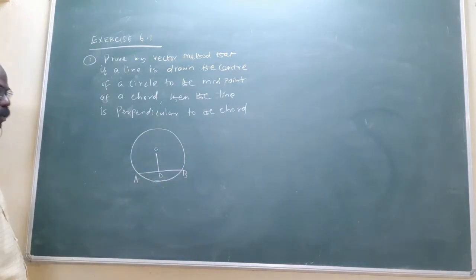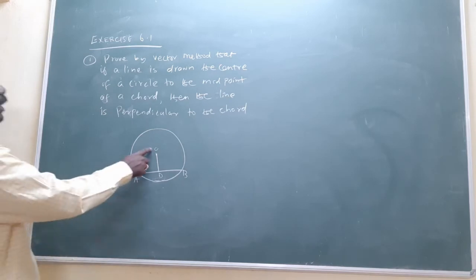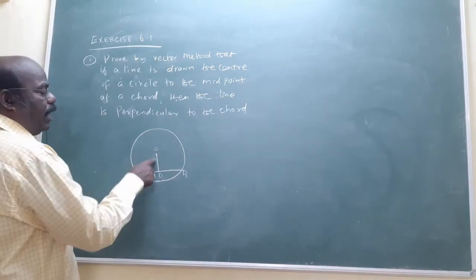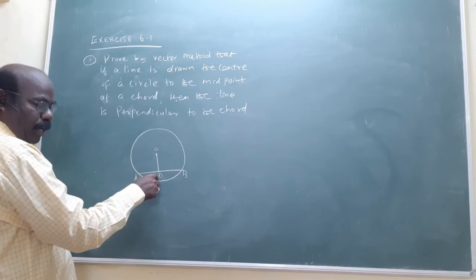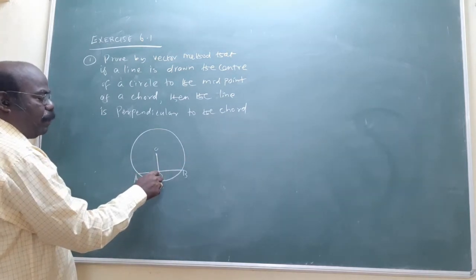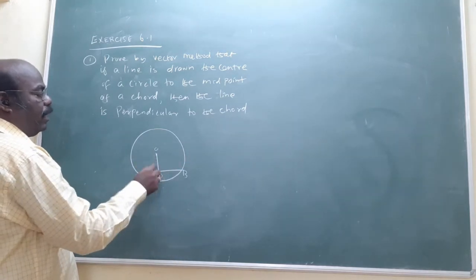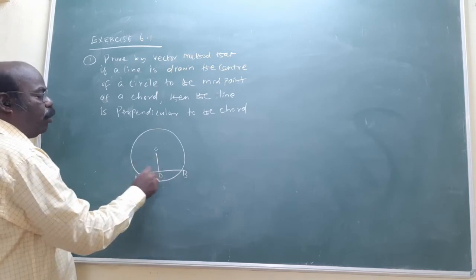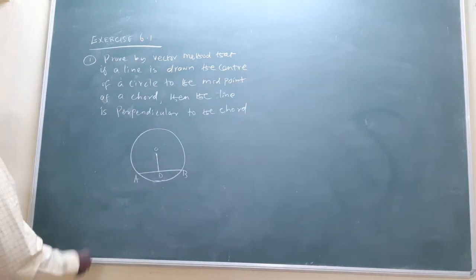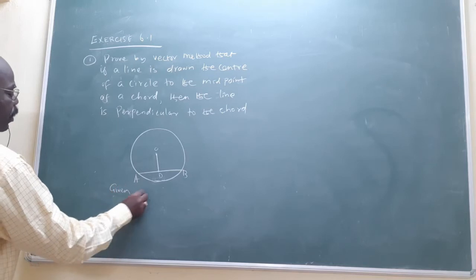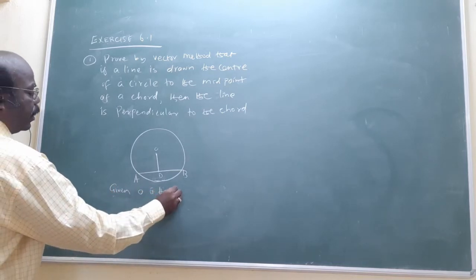What is given? A line drawn from the center to the chord. This is a midpoint. Then you want to prove this is perpendicular. That means what? OD is perpendicular to AB. Now what is given? Given O is the center of the circle.